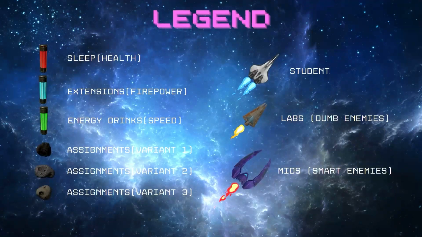As such, our objects are named aptly. Players are called students, our asteroids are called assignments, the dumb enemies are called labs, and the smart enemies are called myths. As for the power-ups, the health power-ups are called sleep, the firepower power-ups are called extensions, and the speed power-ups are called energy drinks.